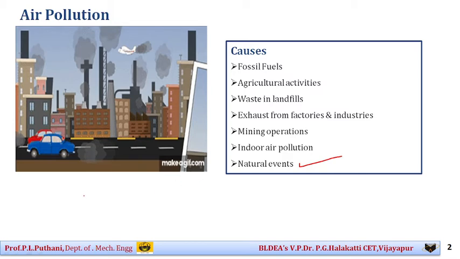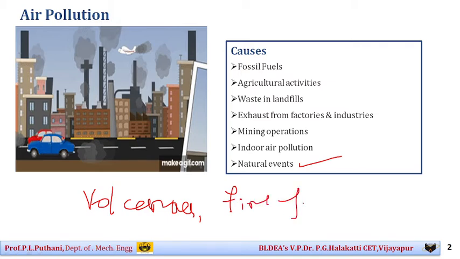Then the last one is natural events. Friends, the natural events are nothing but volcanoes. Volcanic eruptions occur every year continuously. Similarly, there is the cause of fire in forests, especially the Amazon forest, when the forest catches fire. Apart from that, there are even dust storms also.